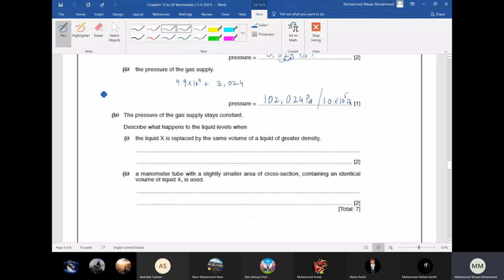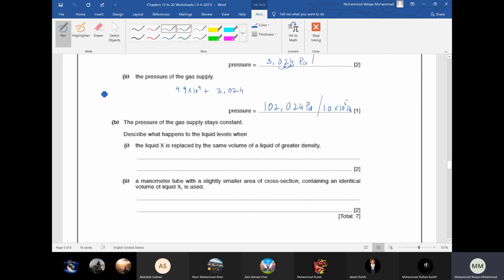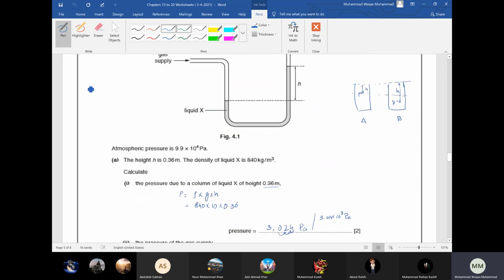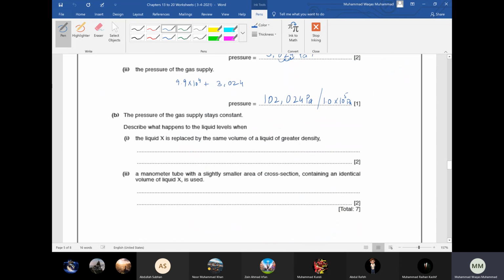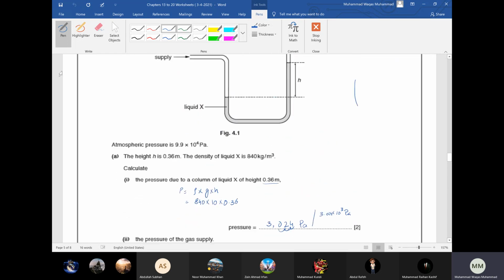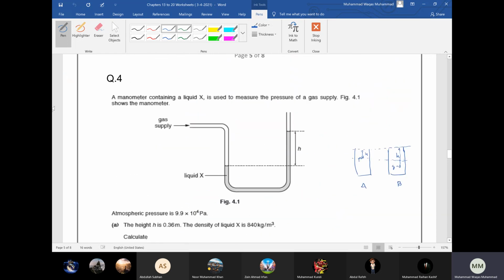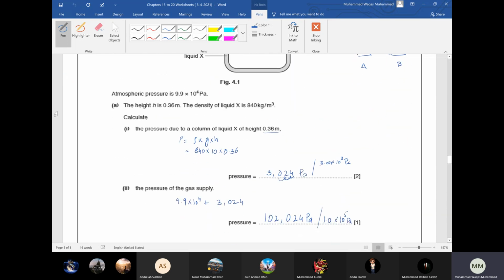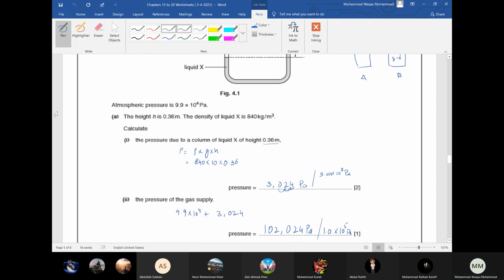The pressure of the gas supply stays constant. Describe what happens to the liquid levels. You have to describe what happens to the liquid level. Part I: the liquid X is replaced by the same volume of a liquid of greater density. But if you replace the liquid X here with another liquid which has a greater density.